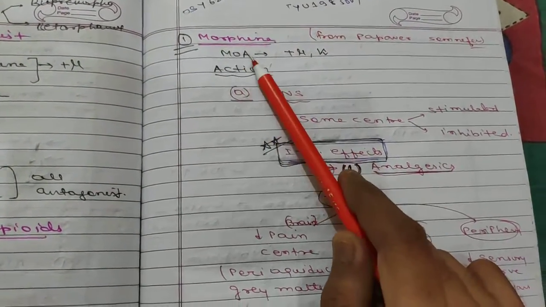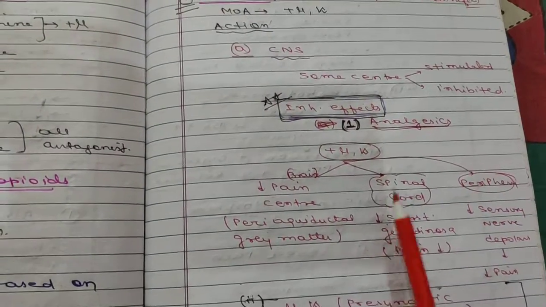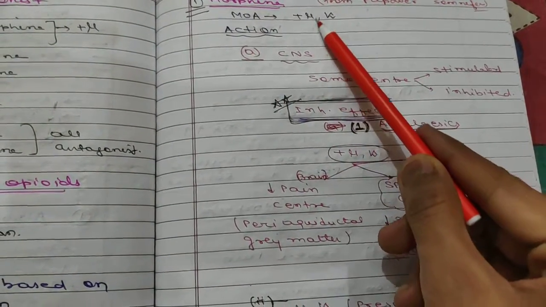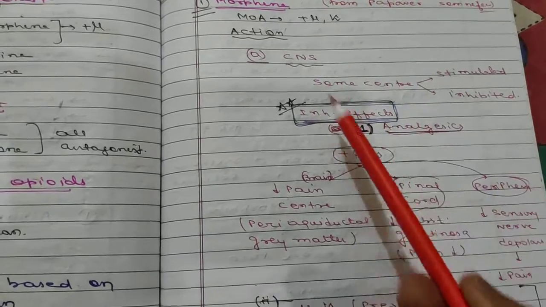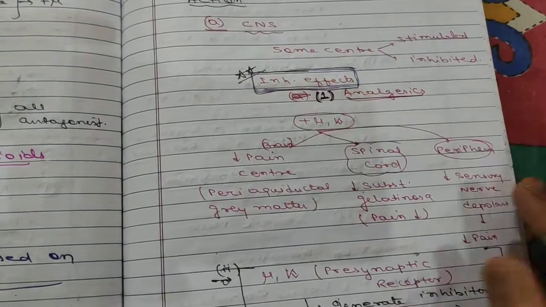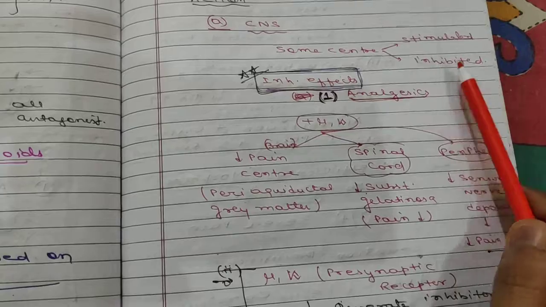Okay, and the mechanism of action of morphine: you know it can stimulate both the mu and kappa receptors. Now the actions. The actions will be the same as you studied in our previous video, the actions performed on mu or kappa stimulation. Same we are going to discuss here. So first we will look at the action on the CNS. Some centers will be stimulated and some centers will be inhibited by morphine.